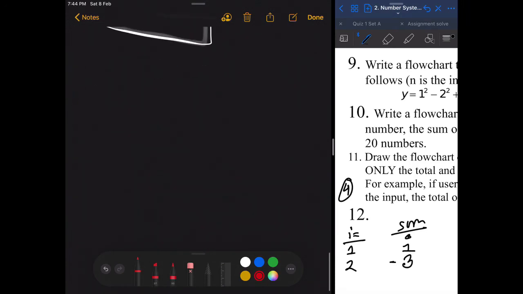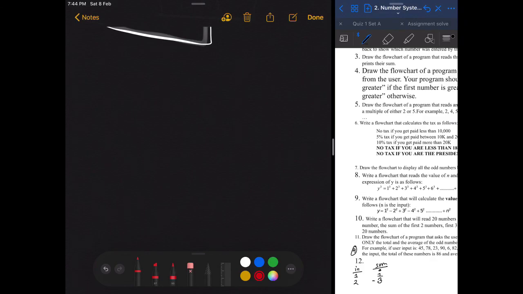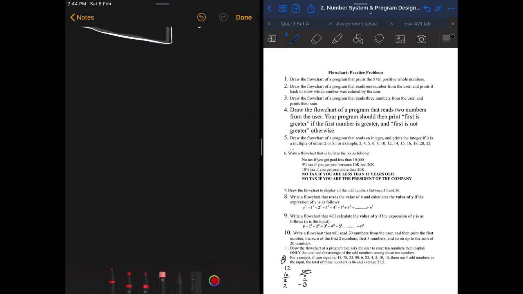So that's about it for all the loop examples of flowcharts. And here are the questions here. If you want to, you can try all of them in your free time.